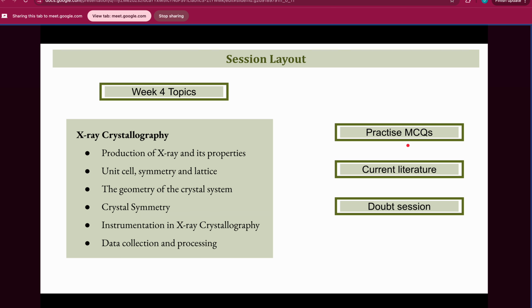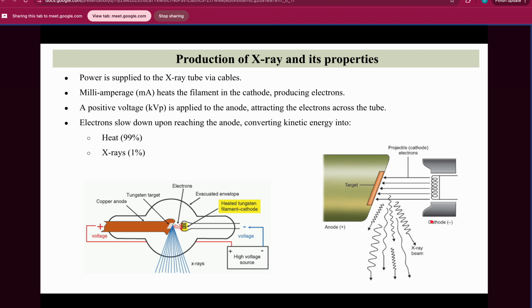So with this, we'll practice a few MCQs, and then we'll also look into the current literature, what the latest reviews are saying, and then we'll be talking about your doubts. Okay, so let's begin with the production of X-rays and their properties.